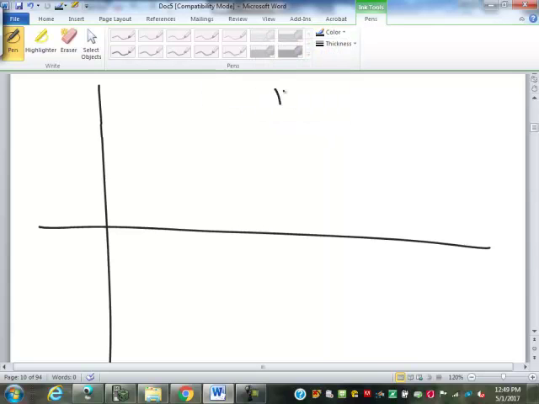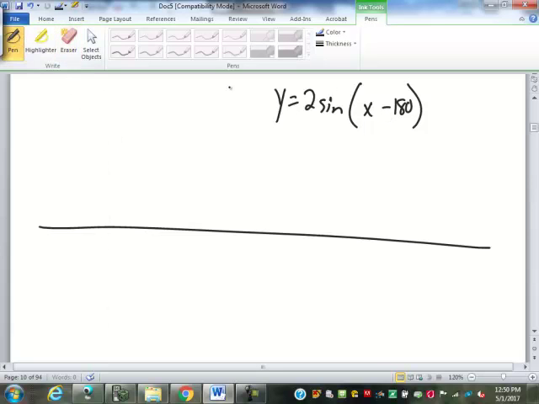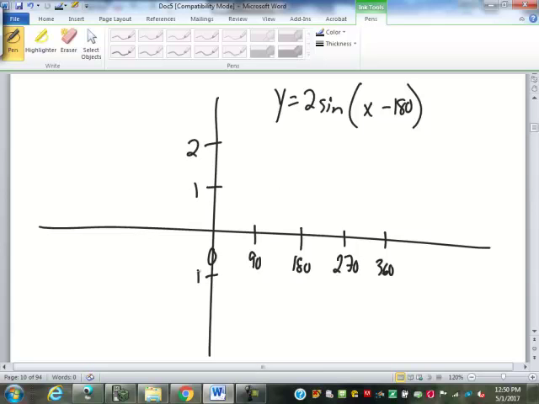So let's graph y equals sine. Well, let's make it a little more interesting. y equals 2 times the sine of x minus 180. Now that minus means we are starting at negative 180. So this is 0, 90, 180, 270, 360. 1, 2, 1, 2. This is a 2 here, so that means my amplitude is 2.